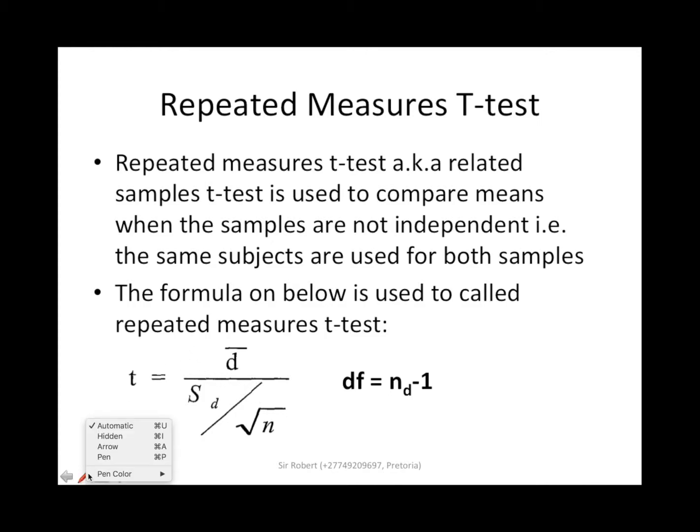So for the repeated samples test, you've got your D, mean of D, and this is your SD, and your N, the sample number of items that are being tested. You shall understand it as we solve it.